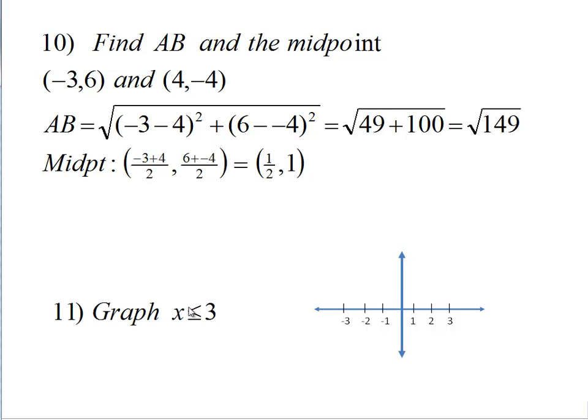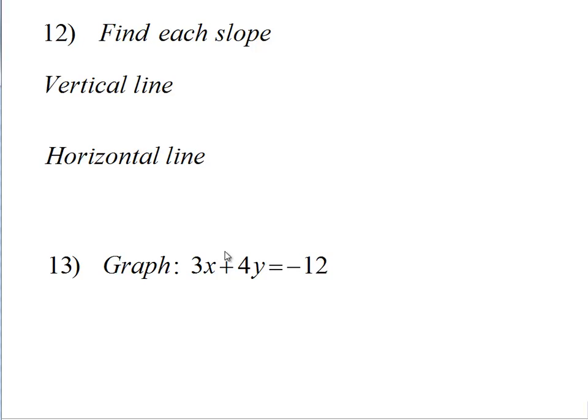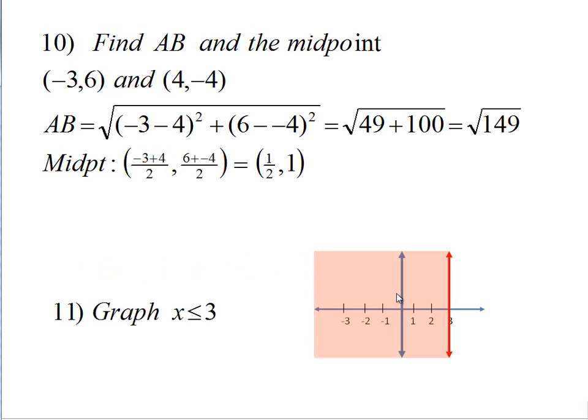Okay, number 11, graphing. x is less than or equal to 3. Okay, we know x is 3 over here. It's a vertical line. Since it's equal to, we're going to draw a solid line. Now, less than is smaller, so it's this side over here that gets shaded. On a number line, you would have a dot on 3 and less than. But if it's a two-space graph, it looks like that.